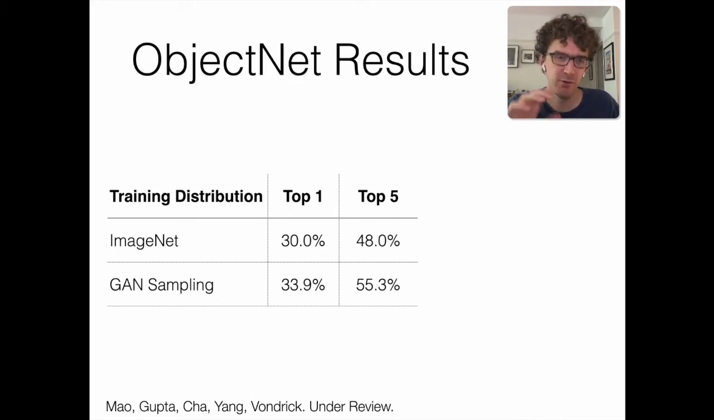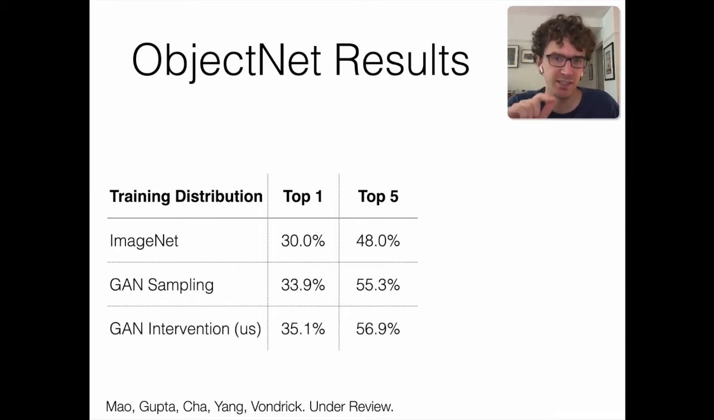However, if you use exactly the same number of samples, but instead perform an intervention, so rather than just drawing samples from the model, we're going to use the model to intervene on our training set, this actually further improves the results to nearly 57%.